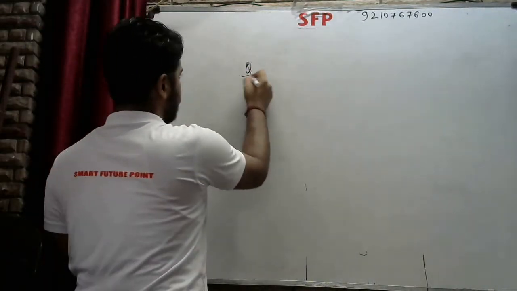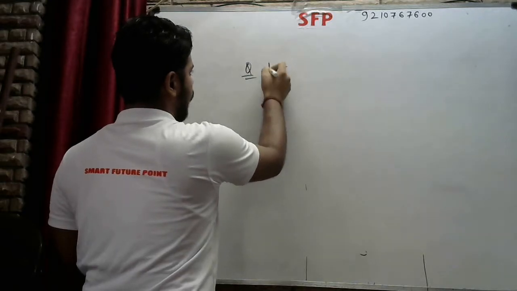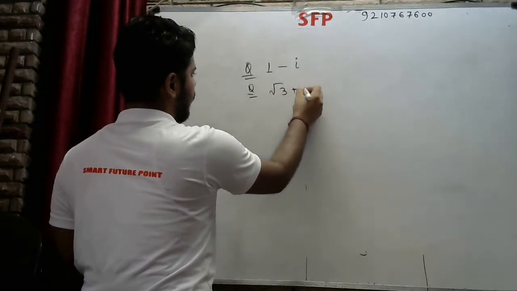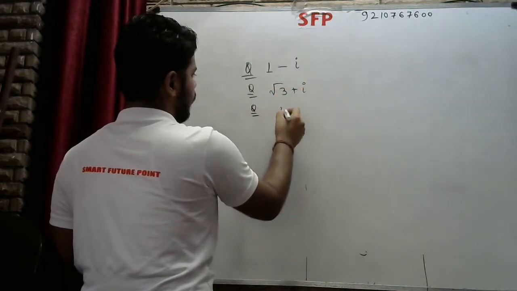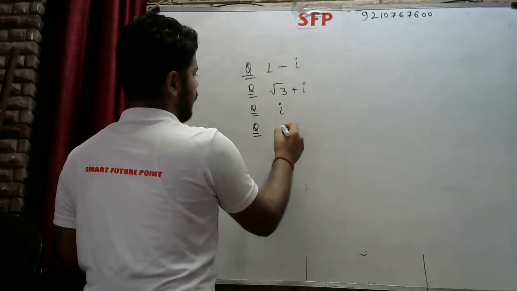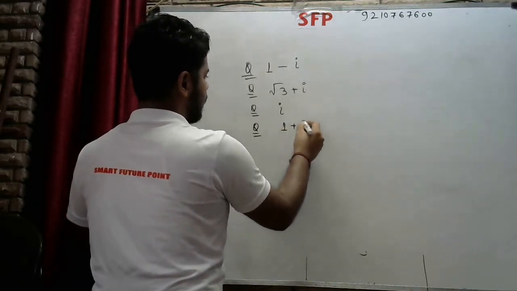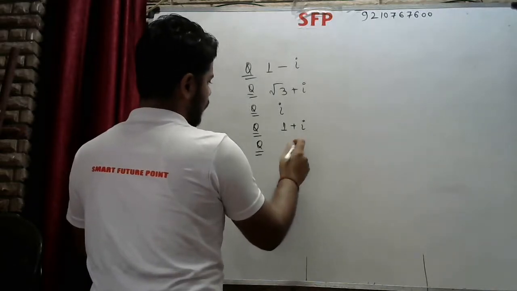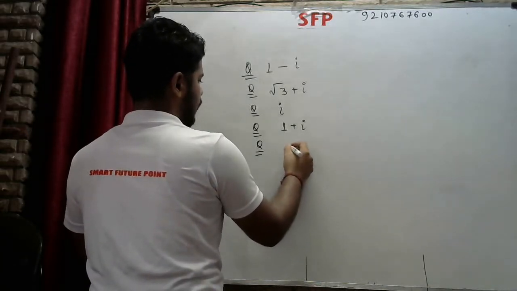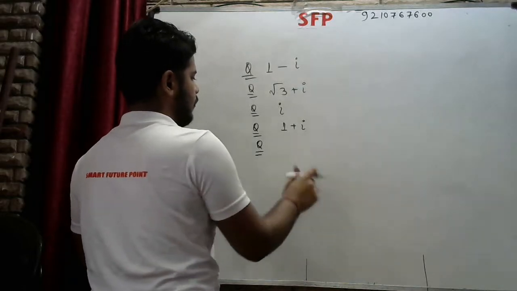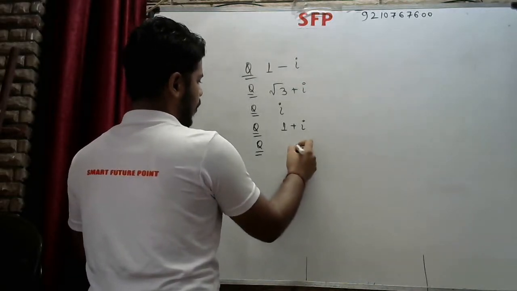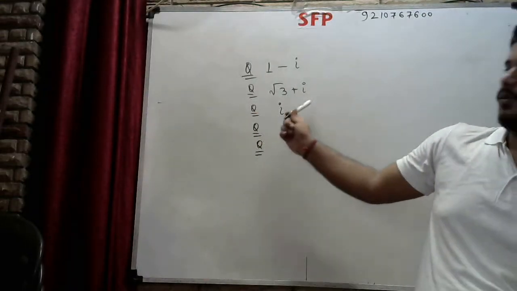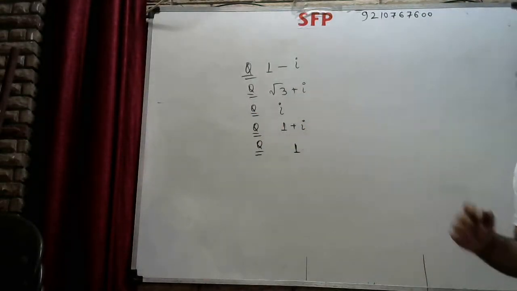So first question is, find the argument of 1 minus iota. Then root 3 plus iota. Then only iota. Then 1 plus iota. Again, all these four questions I am going to solve one by one. First try it yourself, then match the answer.